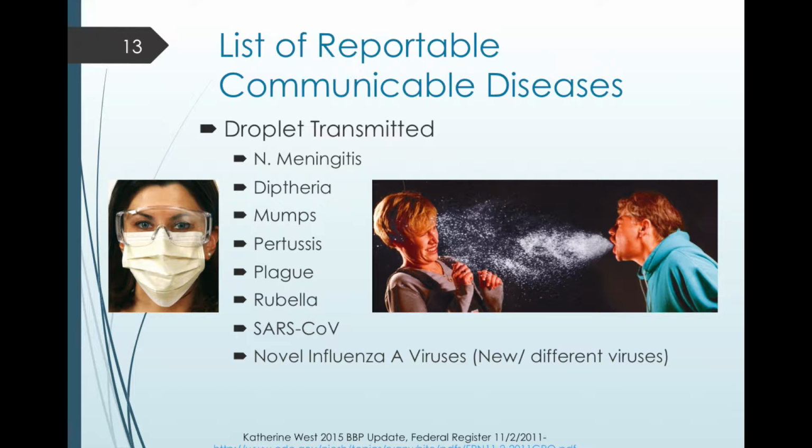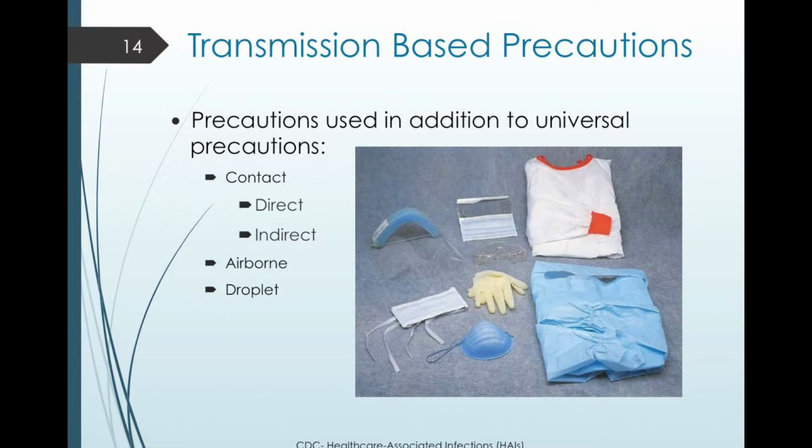Droplet: meningitis, diphtheria, pertussis, mumps, plague, rubella, SARS, and novel influenza A viruses, which are new and different ones, not necessarily the seasonal flu, but new flus that come about, like when the H1N1 came out. We're going to talk about different types of precautions as well, contact precautions and how to protect yourself, as well as airborne and droplet precautions, and what types of PPE we need to wear.